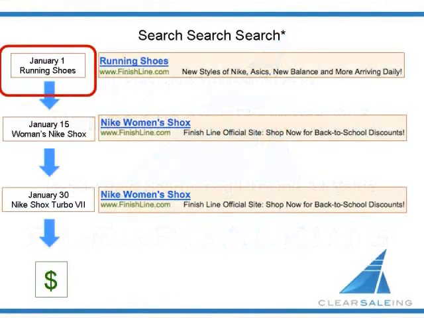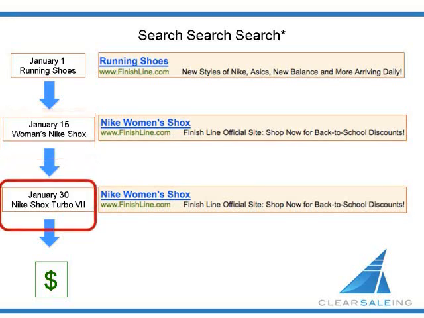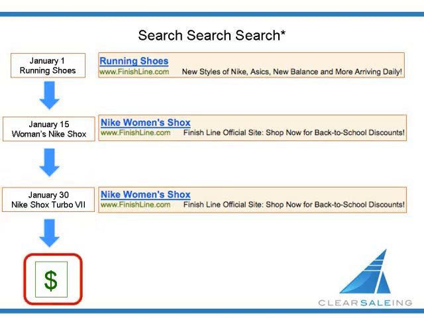In this purchase path, on January 1st, someone did a search for running shoes and clicked on the sponsored link for Finish Line. Then 2 weeks later, they did a more refined search and looked up Nike women's shocks. They again clicked on the Finish Line sponsor link, but did not make a purchase. Then 2 weeks later, on January 30th, they searched for Nike Shocks Turbo 7, clicked on the Finish Line sponsor link, and this time they completed the purchase.